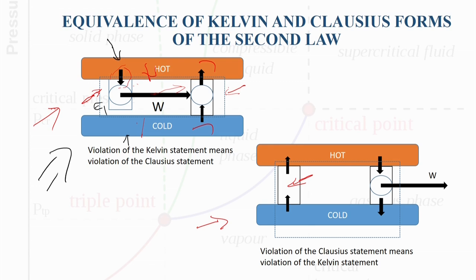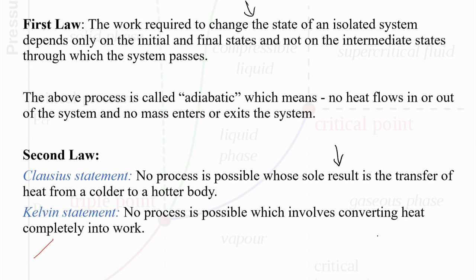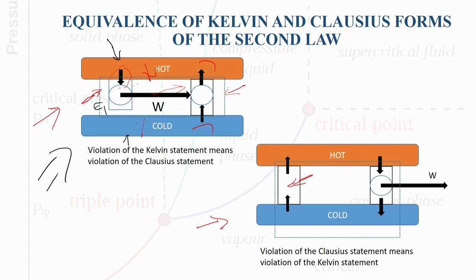So, this engine is one of those illegal engines which violates Kelvin's statement of the second law of thermodynamics. What does Kelvin say? Kelvin states that no process is possible which involves converting heat completely into work. So, you can't convert heat completely into work. However, this engine does exactly that. So, I have assumed that there is an engine that violates Kelvin's statement of the second law, which converts heat completely into work.